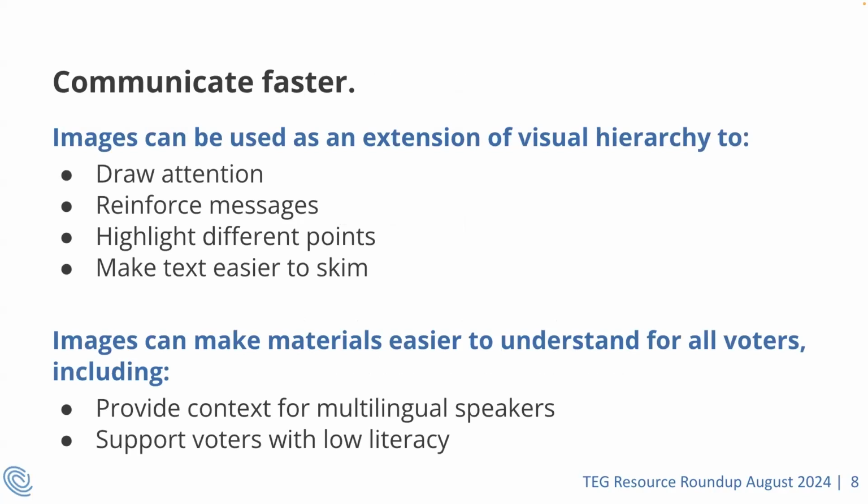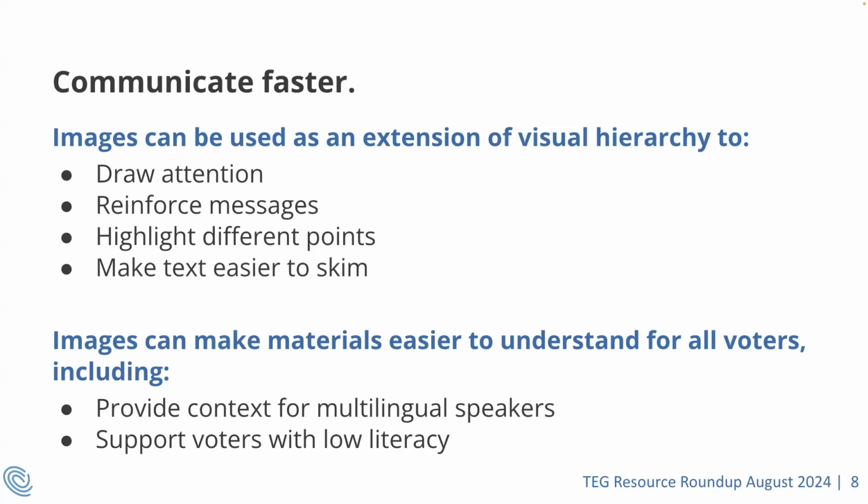Communicate faster. Images are some of the quickest communication elements to visually digest. Images are especially impactful because humans can process visual content 60,000 times faster than written text. Icons grab the eye and can be used intentionally to make it easier for readers to skim material and to quickly find what they need.